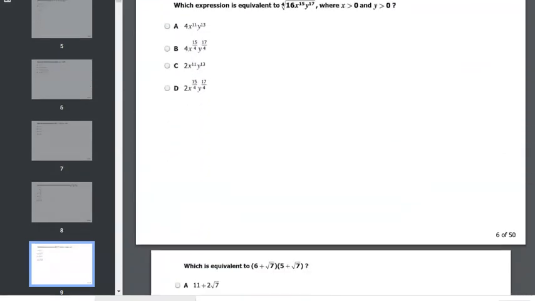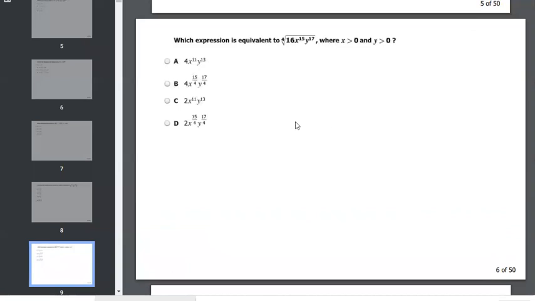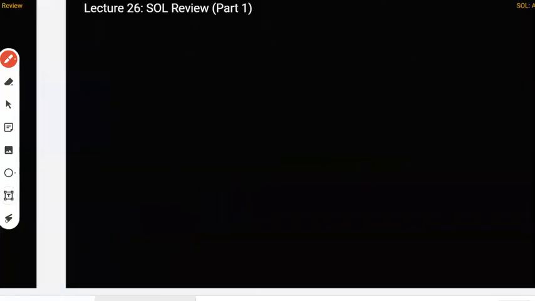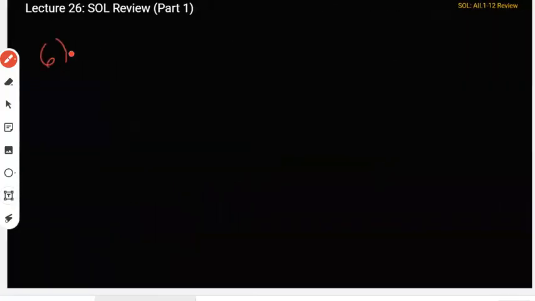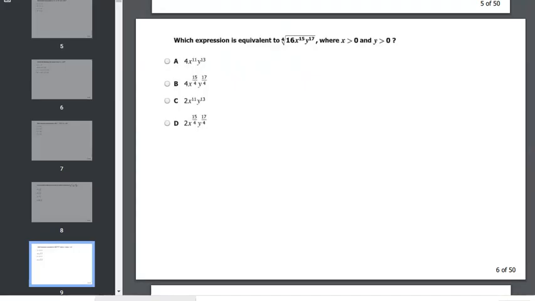Okay, let's look at 6. Which expression is equivalent to the fourth root of 16 times x to the 15th power times y to the 17th power, where x and y are greater than 0? So I've got a fourth root now. On the inside, I'm going to have 16 and x to the 15th, y to the 17th.